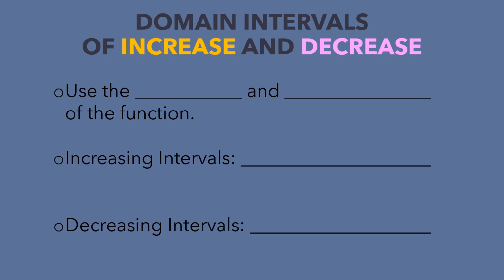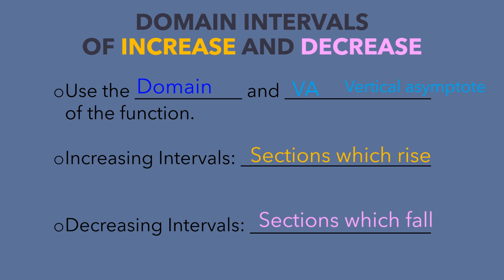Next topic is the domain intervals of increase and decrease. In order to determine those sections of the function that are increasing, or getting larger, going upwards, and decreasing, which are going downwards, we're going to have to use the domain of the function and the vertical asymptote. So I've got to know that vertical asymptote that splits the domain into those groups. The increasing intervals are where the sections are going to rise, going upwards. Decreasing intervals are the sections of the graph that fall, going downwards.